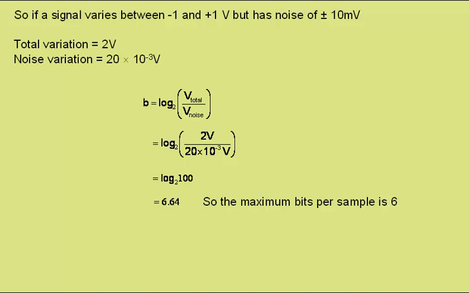Note that we have to round down here to the largest whole number. If we rounded up to 7 bits, that would be greater than the maximum of 6.64, and so we would capture some of the noise.